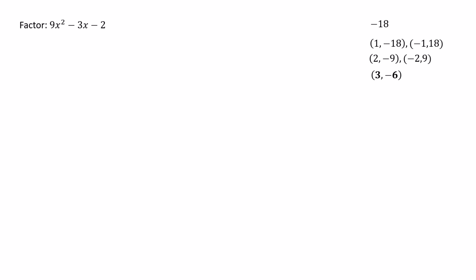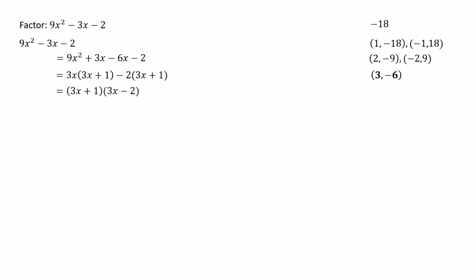And as usual, the next steps are splitting the middle term as 3x minus 6x in this case, factoring by grouping. Factor out a 3x from the first two and a negative 2 from the last two, and you end up with a 3x plus 1 as a common factor. Factor that again, and you're left with 3x plus 1 times 3x minus 2. That's it. Thank you.